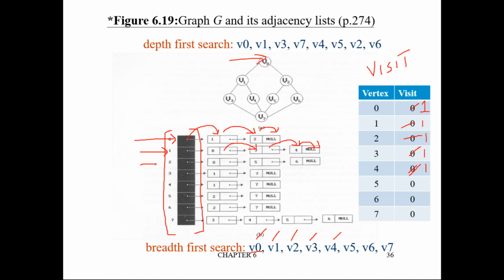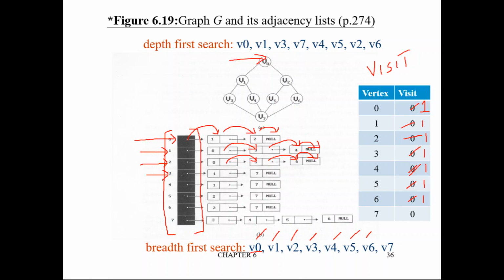So go back to the next pointer, that is 2. Is 0 visited or not? Yes. So next is 5. Is 5 visited or not? No. So visit it, that is make it 1 and display it. Then go to the next, it is 6. Is 6 visited or not? No. So visit it and display it. Then go to next, it is null. If it is null, again you have to move to the next pointer.